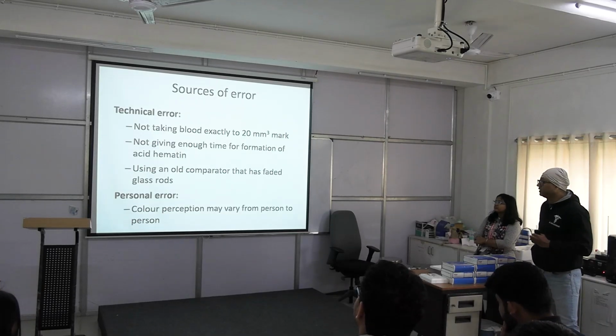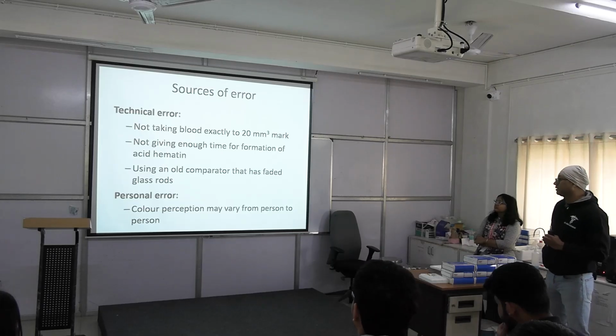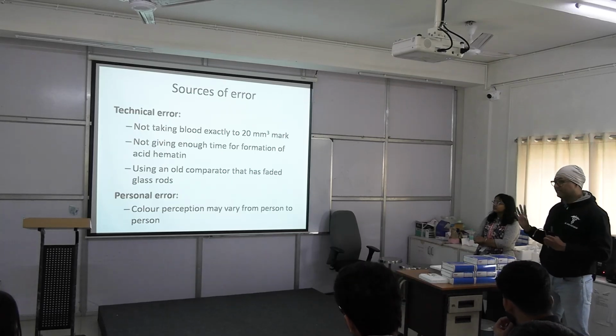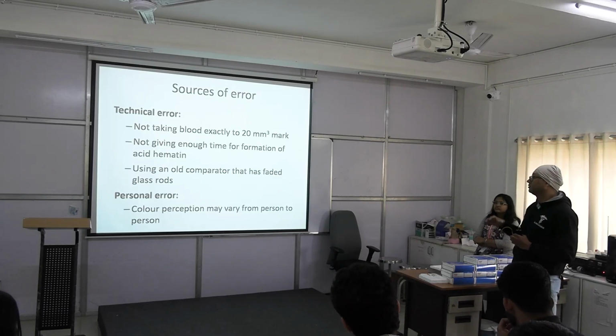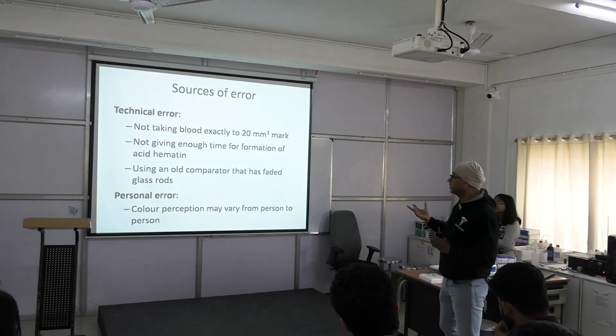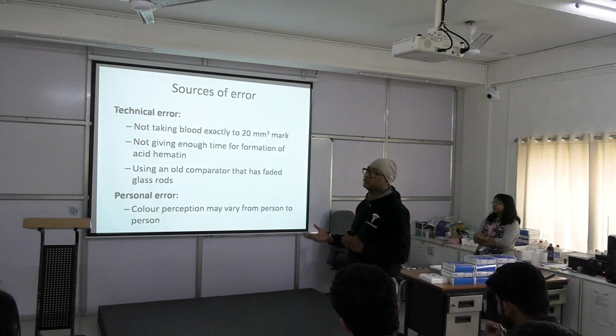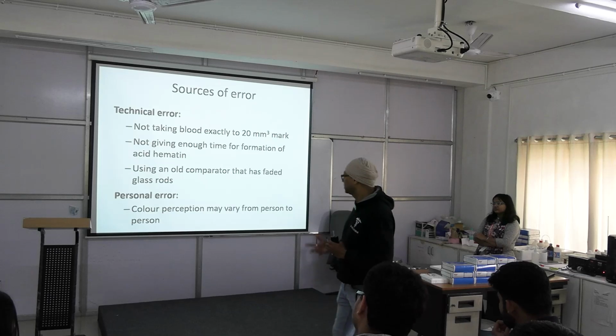Okay, sources of error: not taking adequate blood up to 20 microliter, not giving enough time for formation of acid hematin, and using an old comparator box which is faded, right? And personal, subjective error may be there, like you feel the color has matched, while someone else feels the color has not matched, okay?